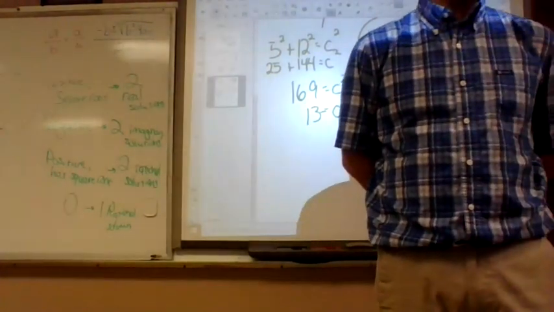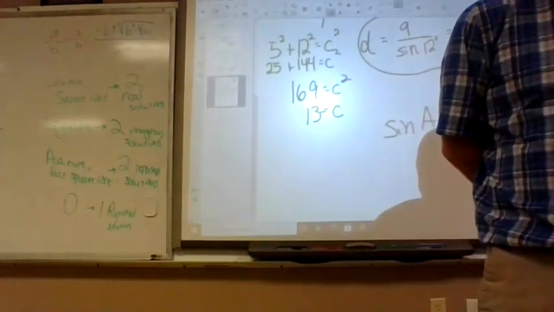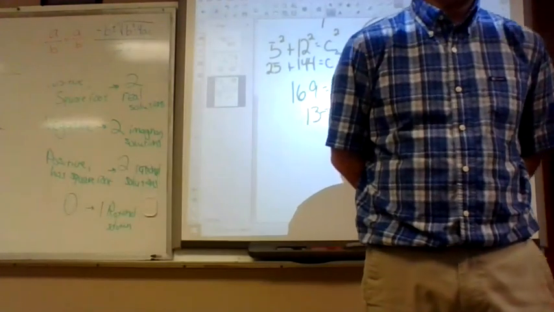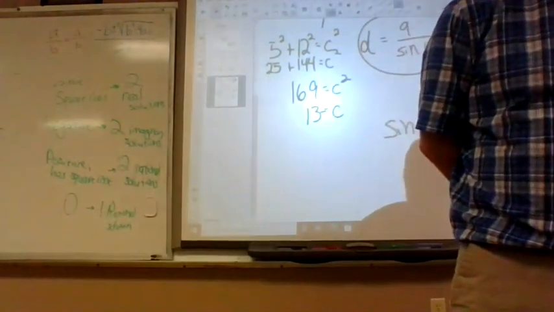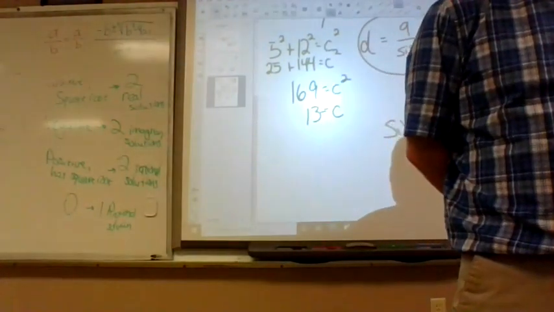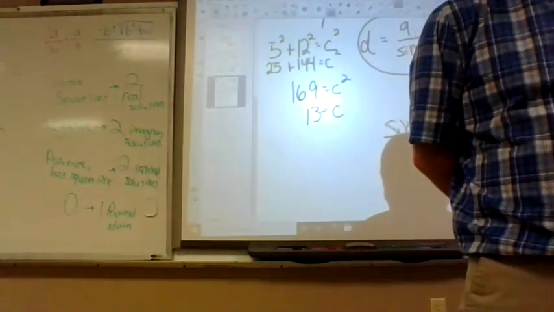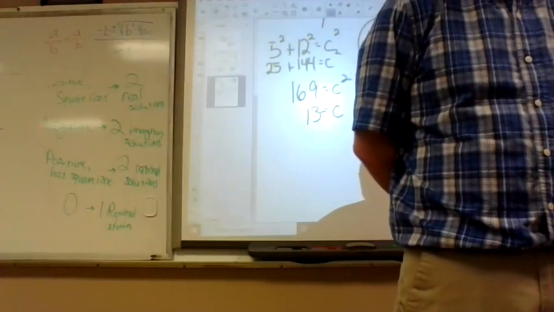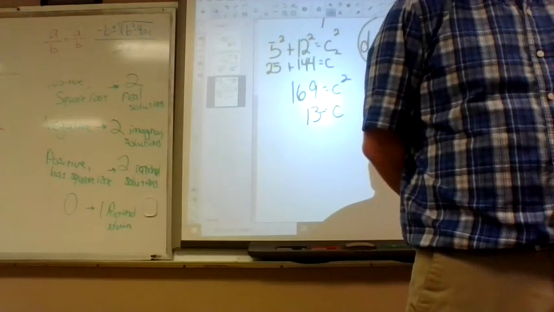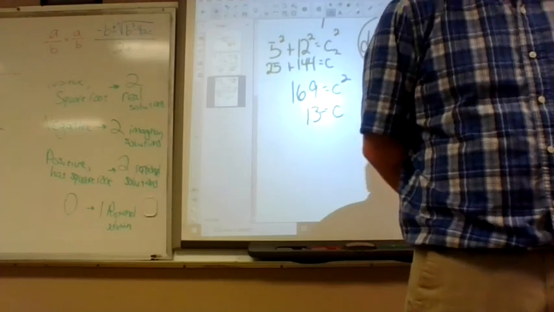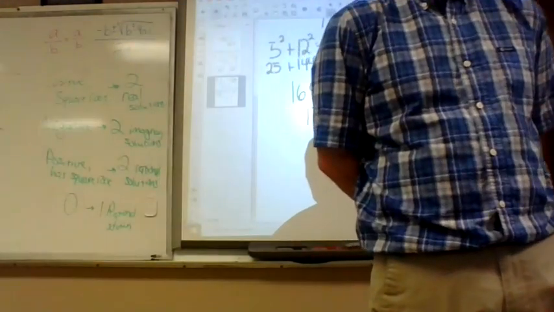So what is the adjacent to angle B? 5. What's the opposite? 12. So it's 5/12. So look at that. They're trying to show us that sine of one of the angles is the same as cosine of the other angle, and tangent of one angle is the same as cotangent of the other angle.